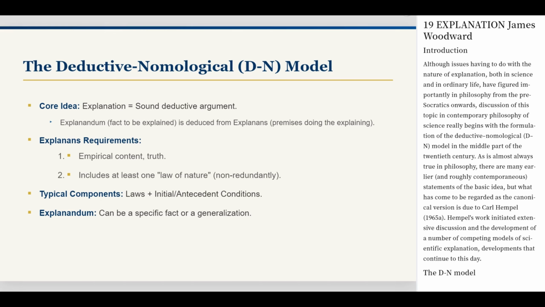It's a deduction, but there are two crucial ingredients. First, the premises in your argument can't just be any old statements. They need to be empirically testable and importantly true. Second, and this is the kicker, the set of premises must include at least one law of nature. This law isn't just some random fact. It has to be essential, non-redundant in the deduction. Usually, you'll also throw in some specific initial conditions, what was happening before the event you're explaining. Whether you're explaining why this specific apple fell, or why apples generally fall, the DN framework aims to capture that structure.